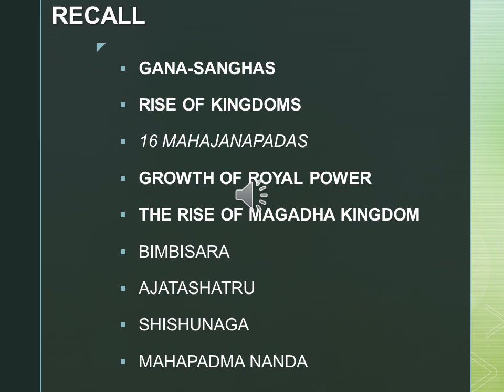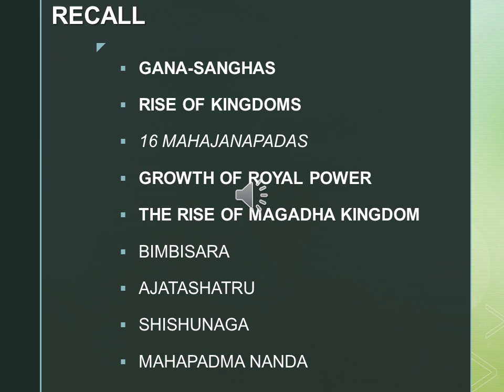Then the rise of kingdoms. During the later Vedic period, some of the tribal kingdoms, the Bharadas, Pasus, Trisus and Turvasas, passed into oblivion. That is, they lost their importance, and new dynasties such as Kuru and Panchala rose into prominence. In Buddhist texts, they mention 16 Mahajanapadas. Can you list some of the Mahajanapadas? Kasi, Kosala, Anga, Magadha, Panchala, Kuru, Surasena, Avanti, Gandhara, etc.